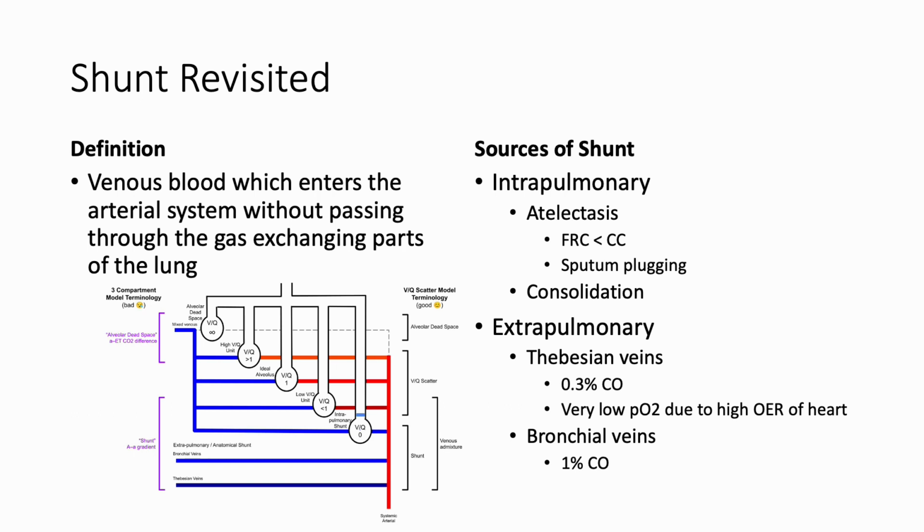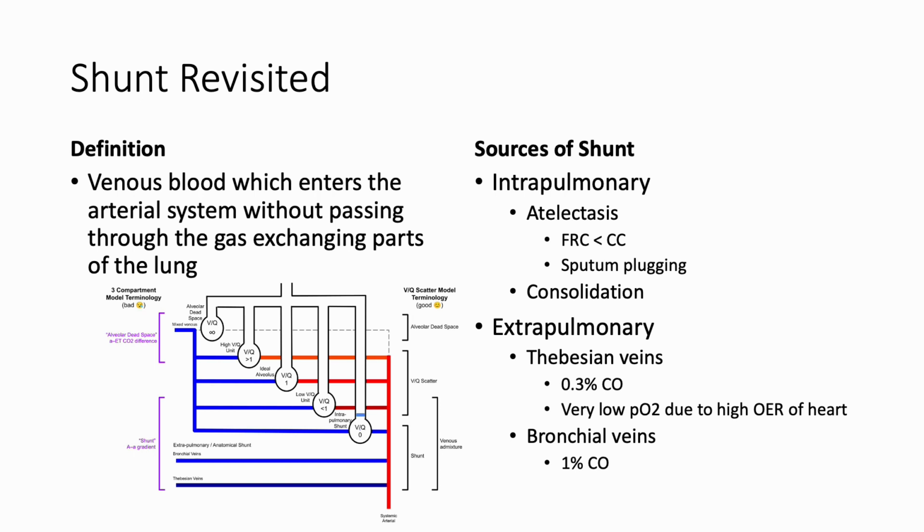Since the oxygen extraction ratio of the heart is high, 50 to 60%, the blood in the Thebesian veins is highly deoxygenated, meaning that the Thebesian shunt would cause a greater desaturation of the arterial blood compared to a mixed venous shunt of the same magnitude. The bronchial veins drain venous blood directly into the pulmonary veins, and again, its composition would not be the same as mixed venous blood.